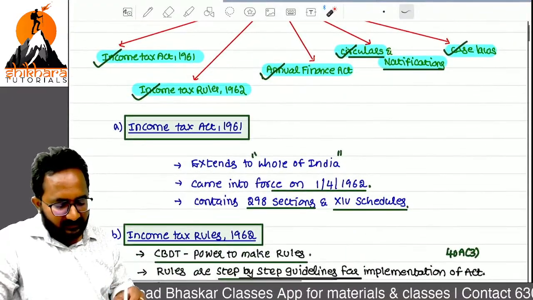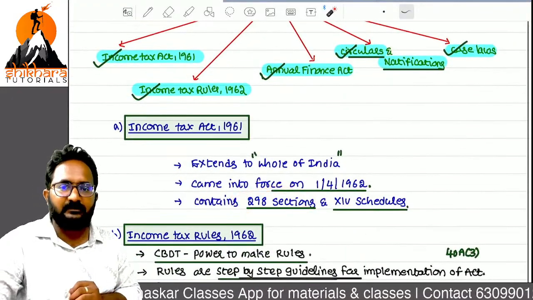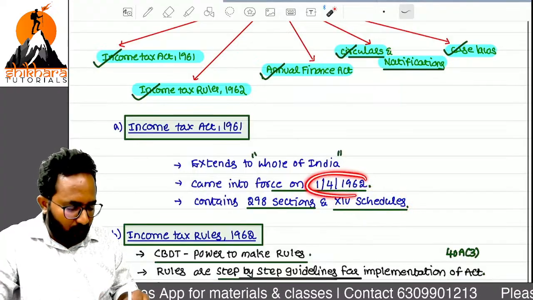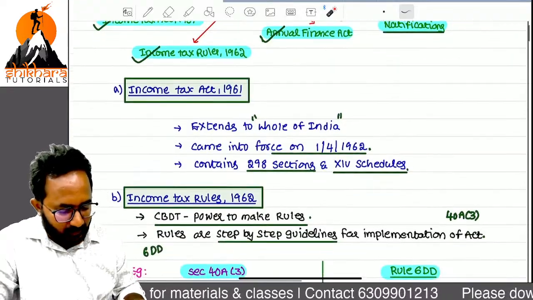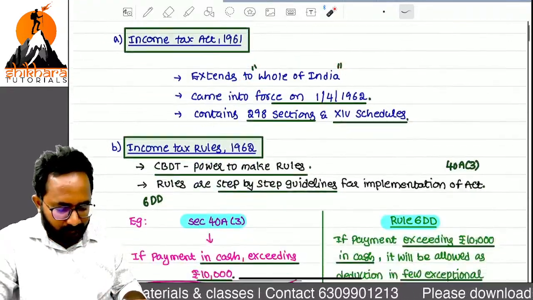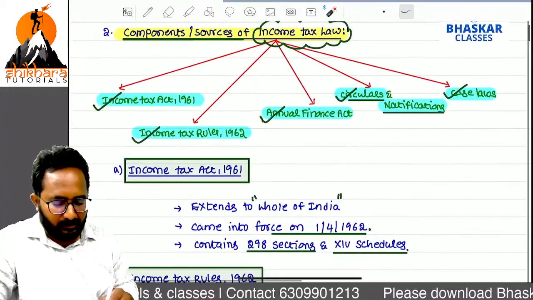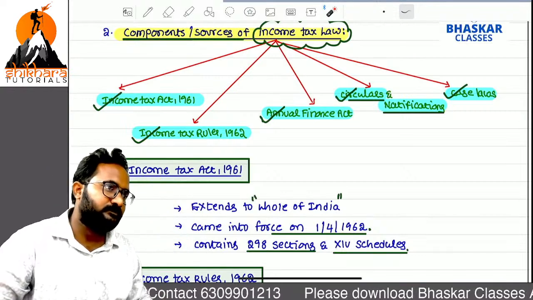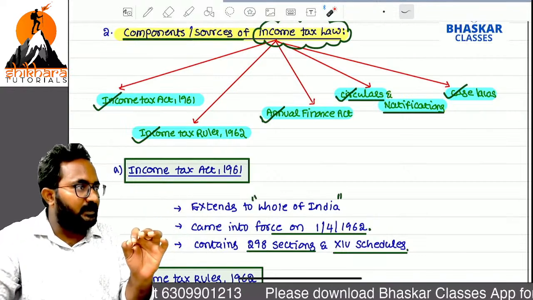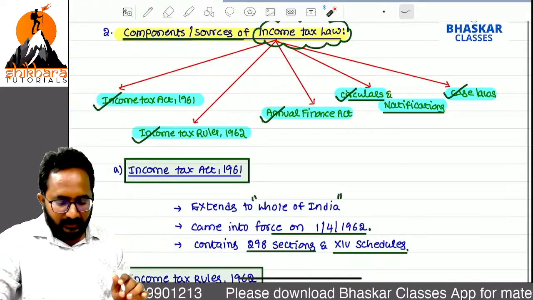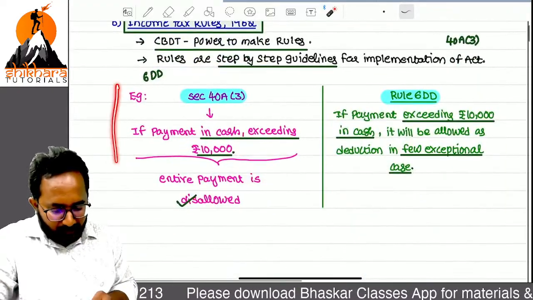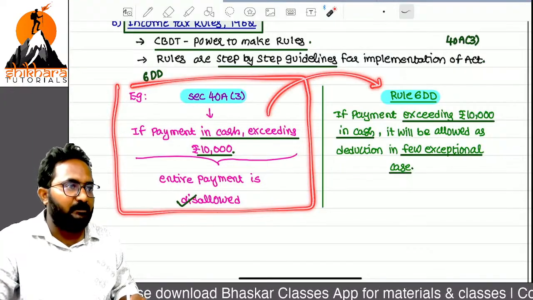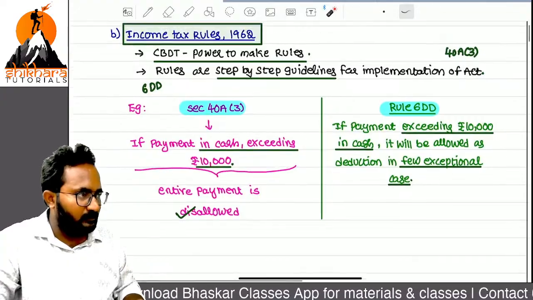Can you tell me how many sections we have in our Income Tax Act 1961? 298 sections, 14 schedules. It came into force on 1/4/1962. It extends to the whole of India. Next, rules. Rules can be released by whom? CBDT. What is the purpose of rules? Proper implementation of the act. By reading a section alone, we can't implement it properly. If you add a rule to the section, we can implement the act in a smooth manner.